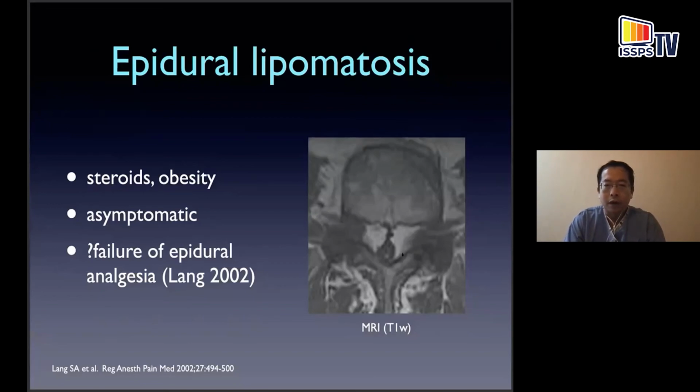You think that you're into the epidural space, but when you perform your injection, it doesn't flow around the thecal sac because of the proliferation of fat around the thecal sac itself. So this is the problem of epidural lipomatosis. It retards the flow of the epidural injectate.